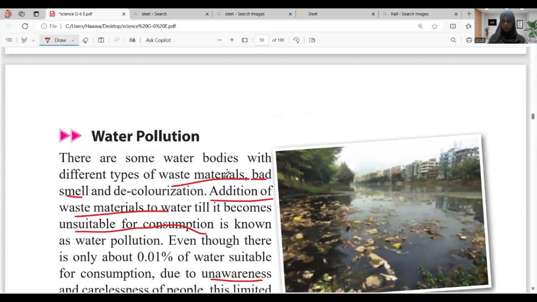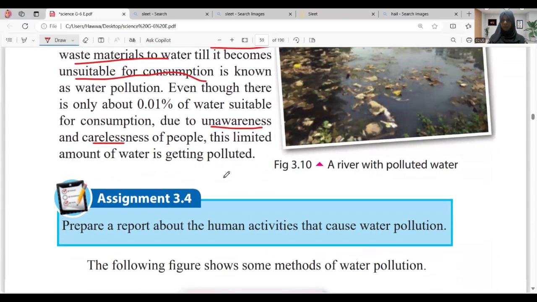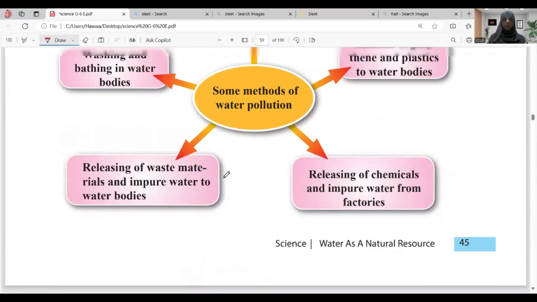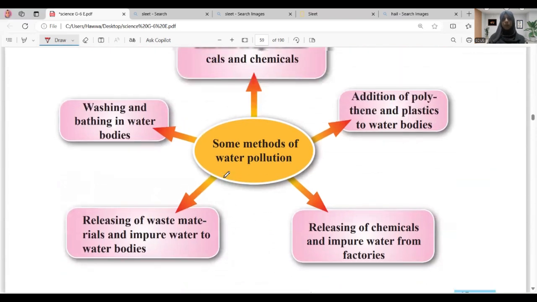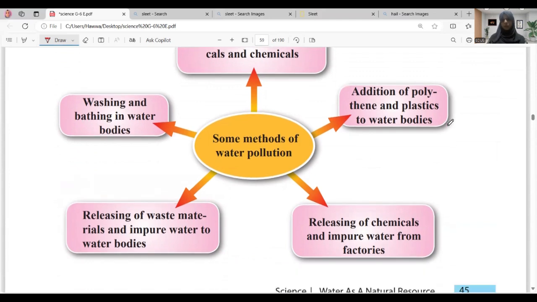They have given the example also, a river with polluted water, and obviously this is a Sri Lankan example, I think. So they have given the methods of polluting water: adding agrochemicals and chemicals, then adding polythene, plastic. So obviously it's the dirt which we use in our home. Then releasing chemicals from impure water.